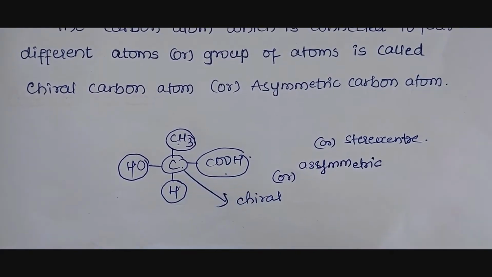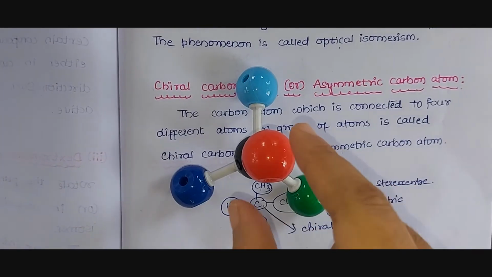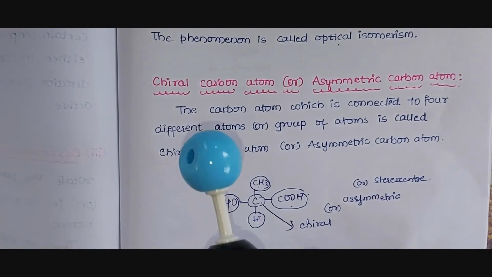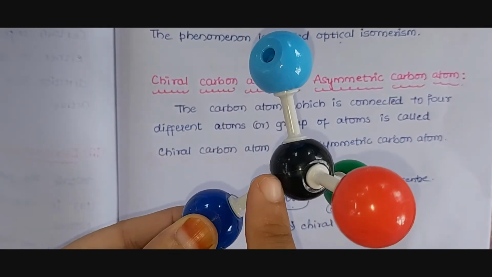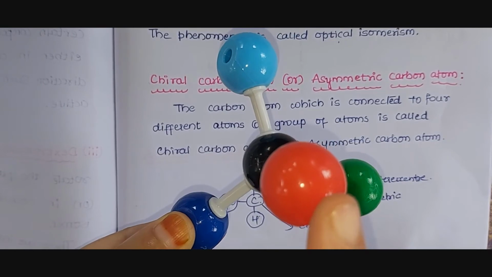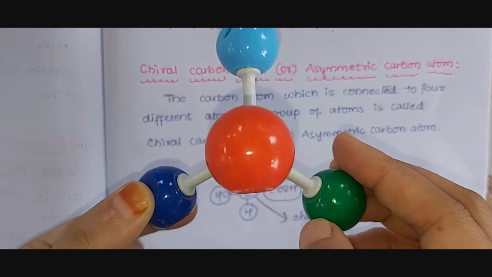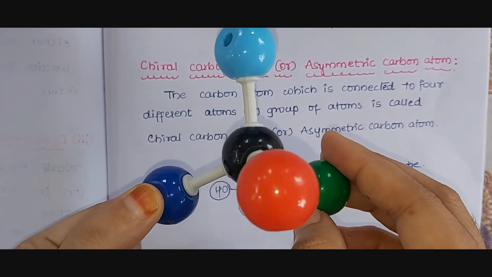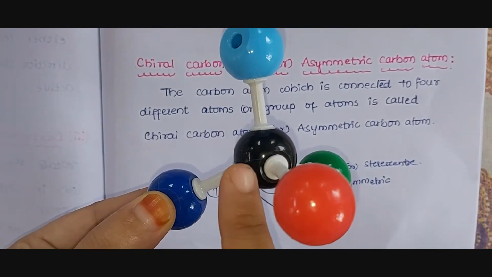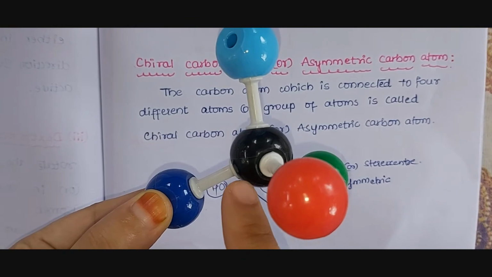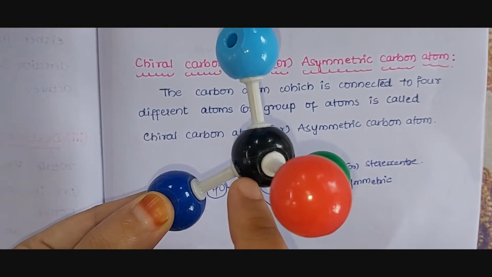So let us consider a molecule. The ball which is black in color is carbon. So we'll consider 1, 2, 3 and 4. Four different atoms are present around the carbon atom. So that carbon we call a chiral carbon atom or asymmetric carbon atom, or we call it a stereocenter.